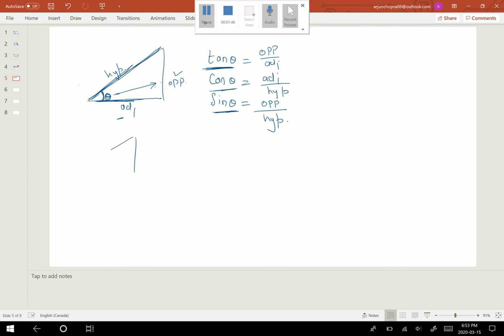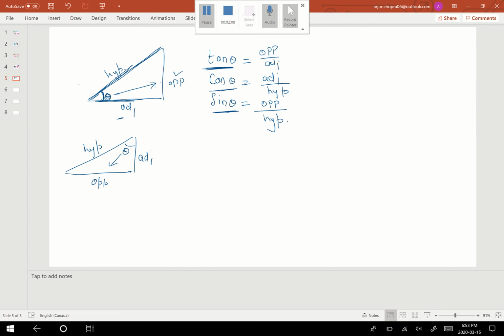If I change the angle under scrutiny, if this is the theta angle now, then this will become the opposite side, this becomes the adjacent side, and this becomes the hypotenuse. So we need to make sure which angle is under scrutiny. Depending upon that, we will select our opposite, adjacent and hypotenuse.